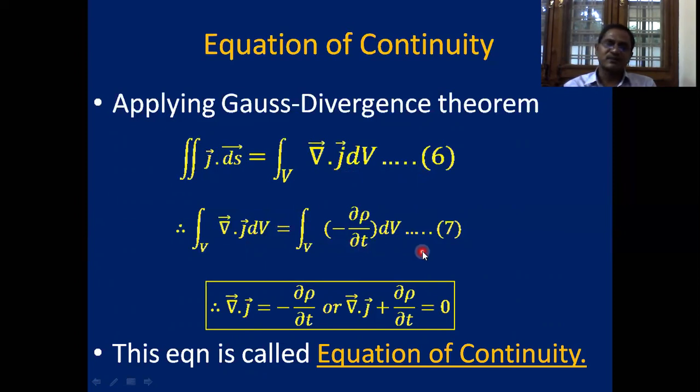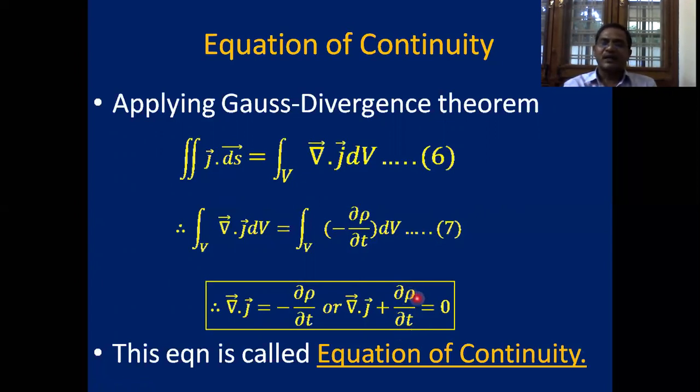This is equation 7. From this expression we can write del bar dot j bar equal to minus dou rho by dou t. Writing this term on the left side, we get del bar dot j bar plus dou rho by dou t equal to 0. That is, divergence of j bar plus dou rho by dou t equal to 0. This equation is called the equation of continuity.